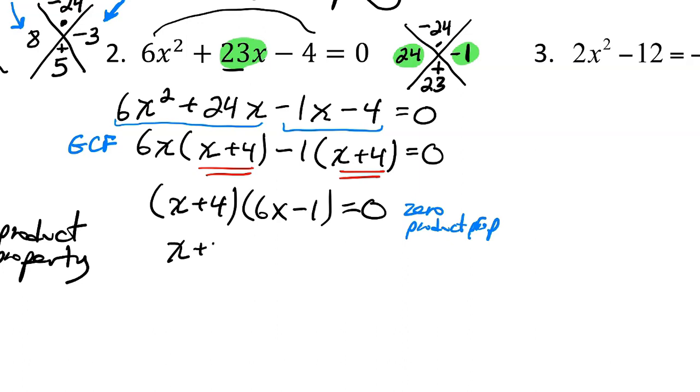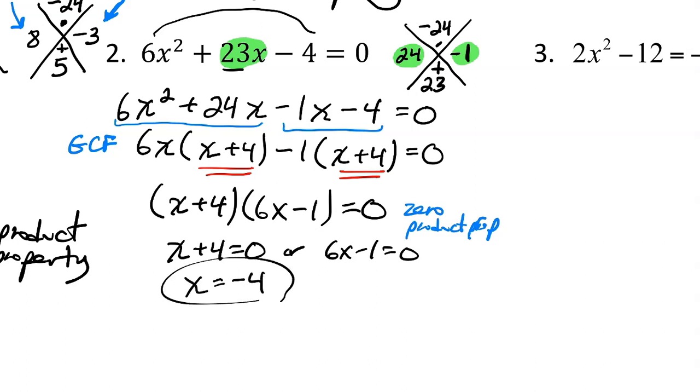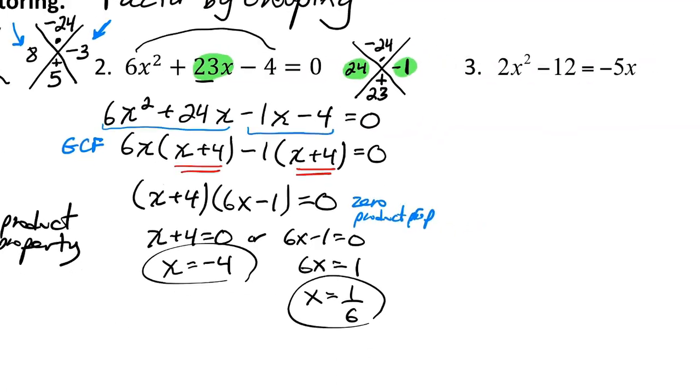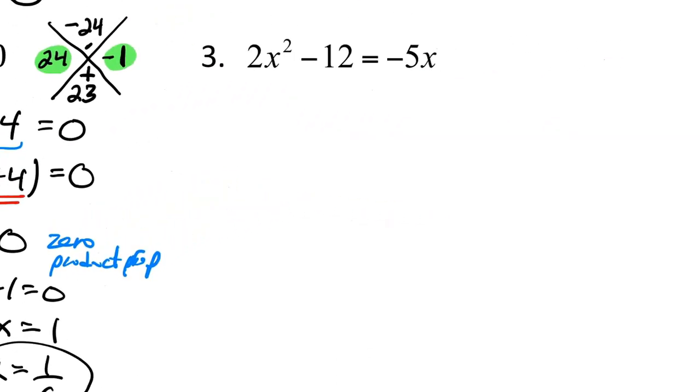So x plus 4 equals 0, or 6x minus 1 equals 0. So we get x is -4, and we get 6x equals 1, so x equals 1/6. And it is pretty common to get fractional answers, so don't be too surprised. That was number 2. Let's look at number 3.